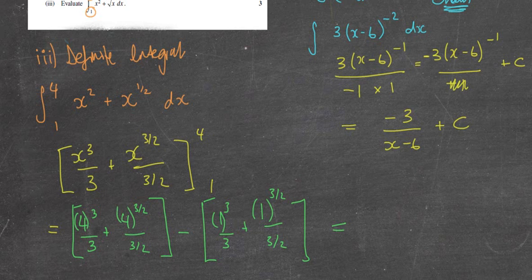Okay, so get your calculator out, put it in, and see what you come up with. Hopefully you came up with 80 over 3, and then subtract 1. If you do that, you then come up with 77 over 3.